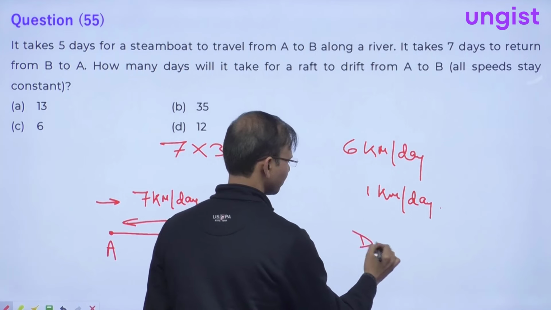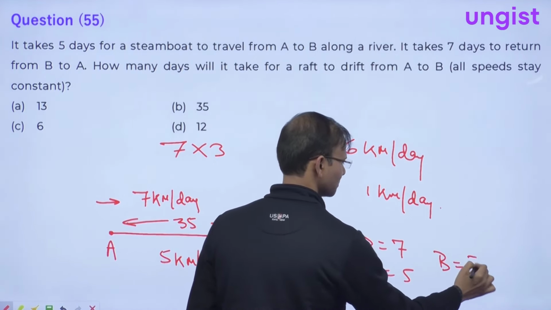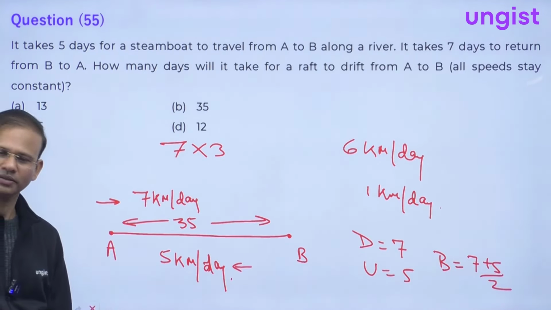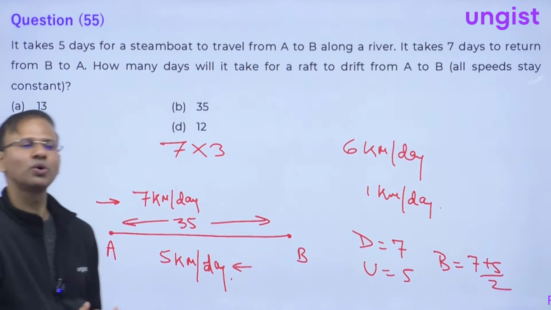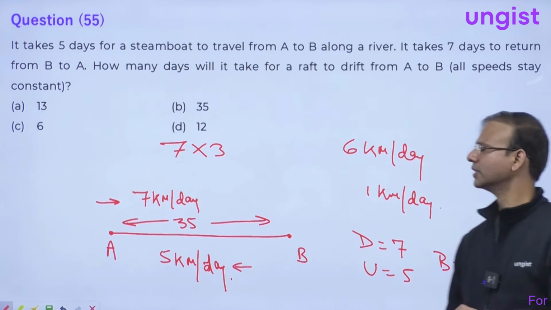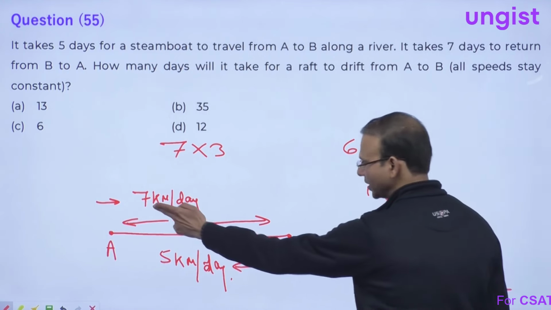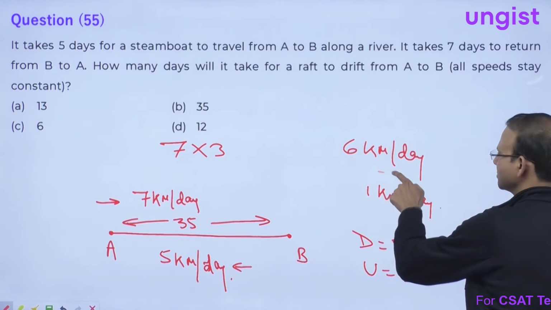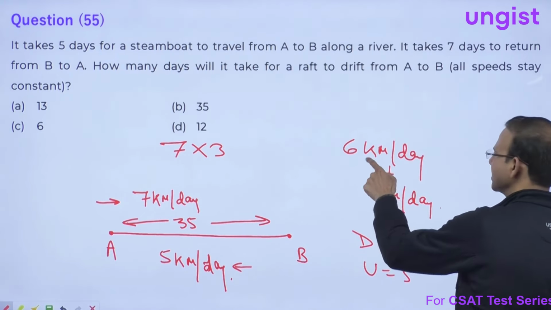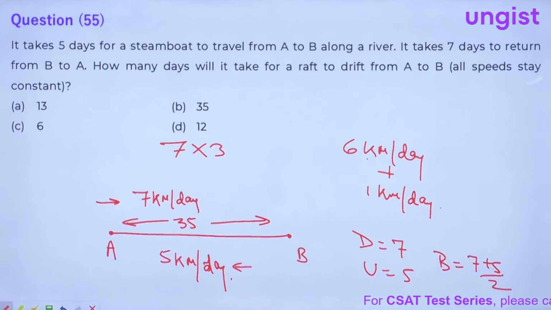So D is equal to 7 and U is equal to 5. So B is equal to (7 plus 5) divided by 2. So the man's speed in still water will be 6 kilometers per day, and the speed of the current is 1 kilometer per day. Because when he is going with the river, his speed becomes 6 plus 1, which is 7, and when he is going against the river, his speed becomes 6 minus 1, which is 5. Guys, it is clear?